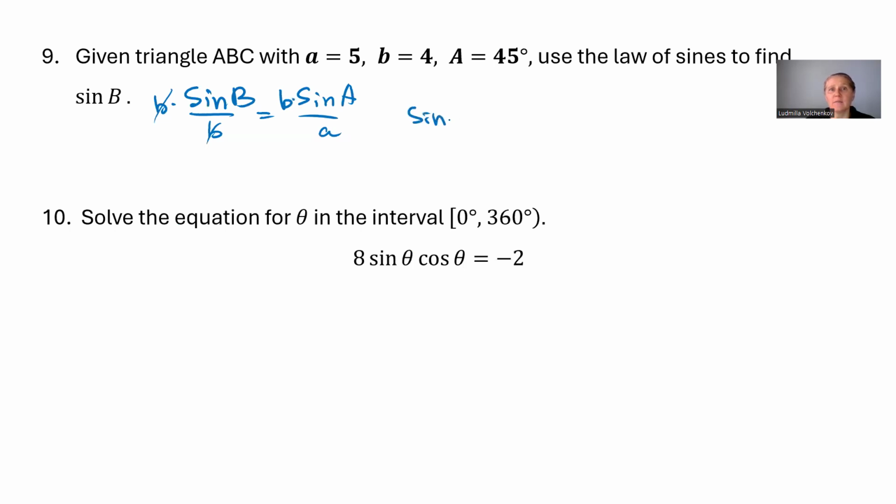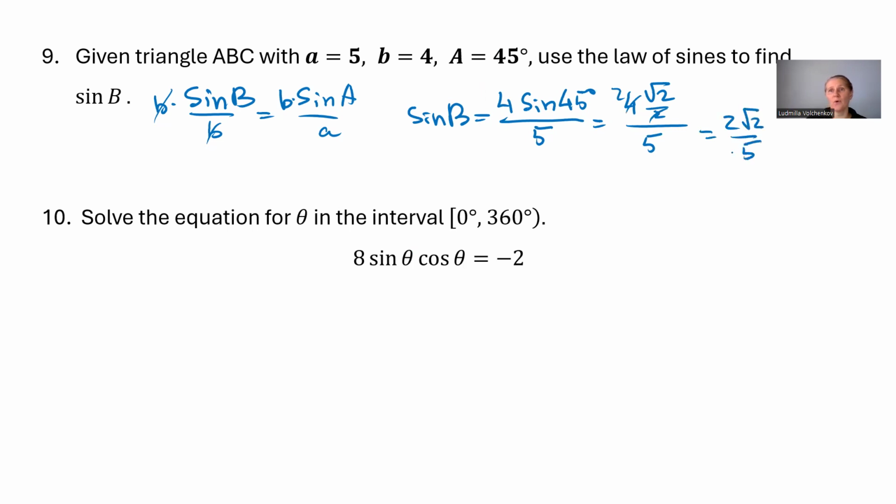So sine B equals b times sine of A divided by a. So 4 times square root of 2 over 2, over 5. That is 2 square root of 2 over 5.